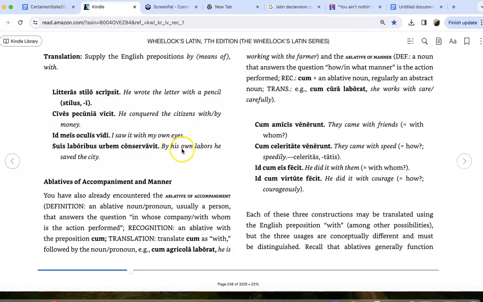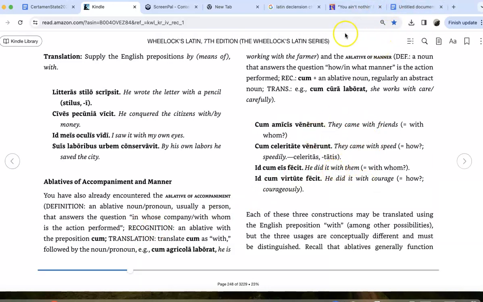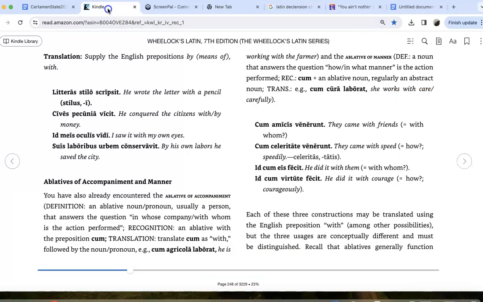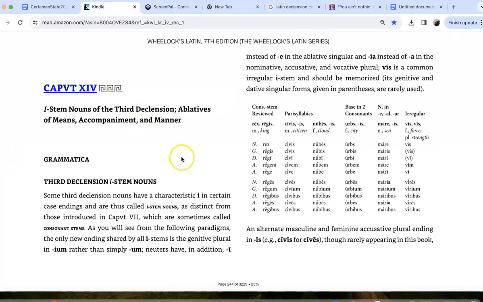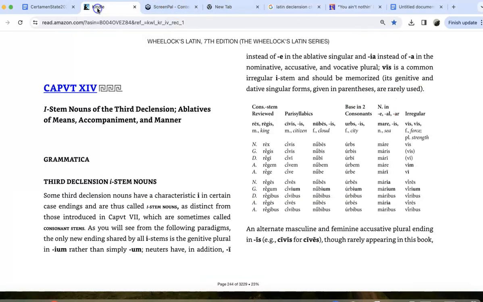But you can see once again, by or with is the most common translation. Even the so-called ablatives of accompaniment and manner, or answering the question how, you can see with friends, with speed, with courage, with them is our basic prepositional phrase that we'll need to pay attention to. So big picture, this is not a difficult chapter. So let's focus on vocabulary and further mastery of declension endings. And if we do that, we will be successful here and going forward.